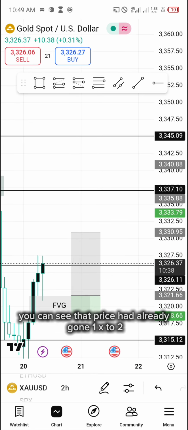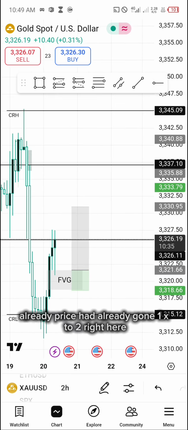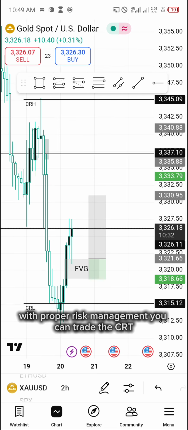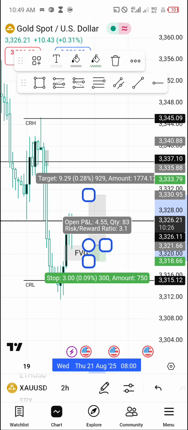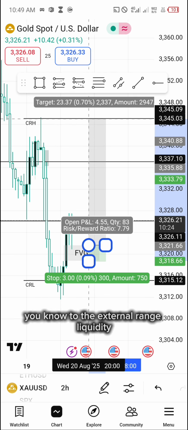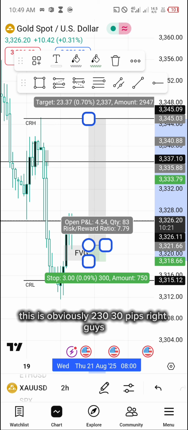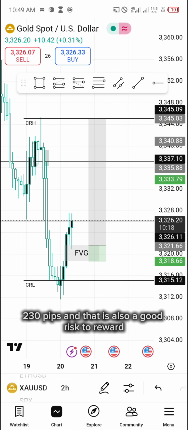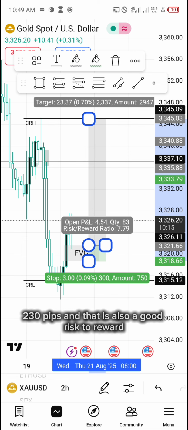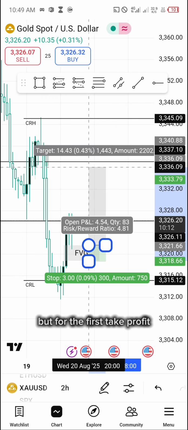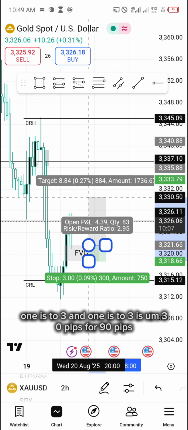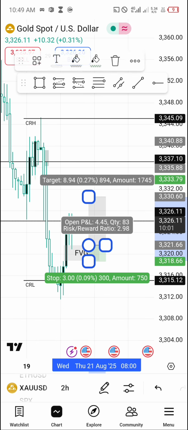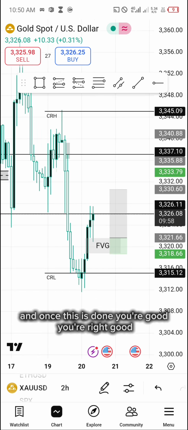You can see that price had already gone 1:2 right here. With proper risk management, you can trade the CRT. But if you can hold to the external range liquidity, this is obviously 230 pips, right, guys? 230 pips, and that is also a good risk to reward. But for the first take profit, it just has to be 1:3, and 1:3 is 30 pips for 90 pips, right? And once this is done, you're good.